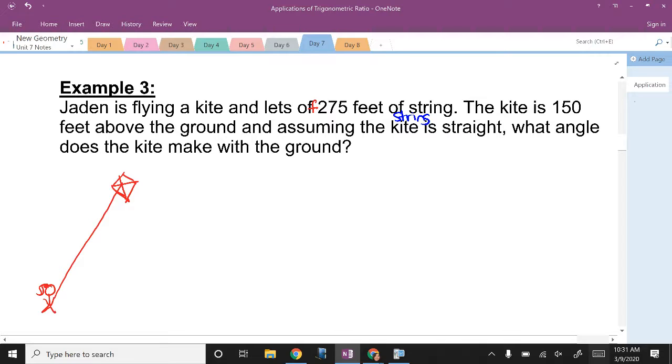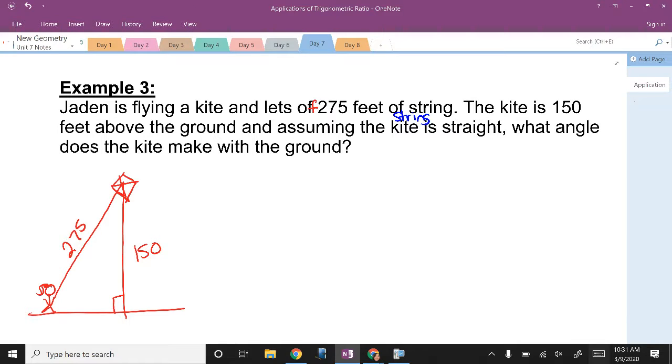Okay. And that's 275 feet for that hypotenuse, right? The kite is 150 feet above the ground. So we'll say it's perpendicular to the ground then if it's 150 feet from the ground, right? And assuming the string is, it should say string is straight, not the kite is straight. Assuming the string is straight, what angle does the kite make with the ground?